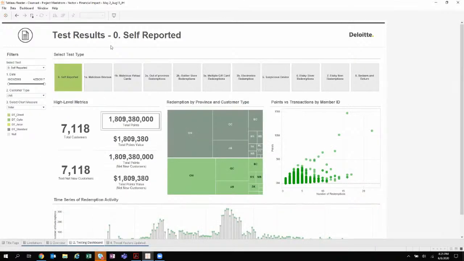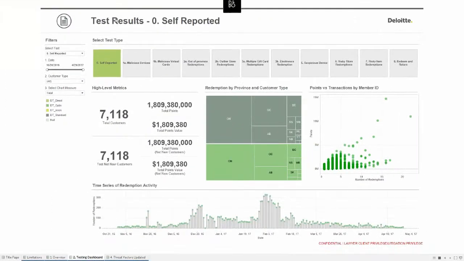Next, I'll give you a quick demo of the scenarios and the tests that we created. What this represents here is what we call the self-reported population. This is giving you a pulse on the number of people who called in to say that their points had been stolen. Before we did any analysis or analytics, we knew that there were 7,000 customers impacted, totaling almost $2 million. And on the bottom, there's this time series of when the fraudulent transactions actually happened.